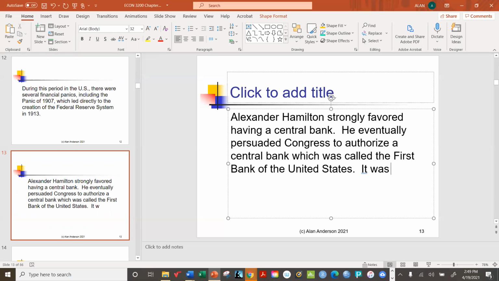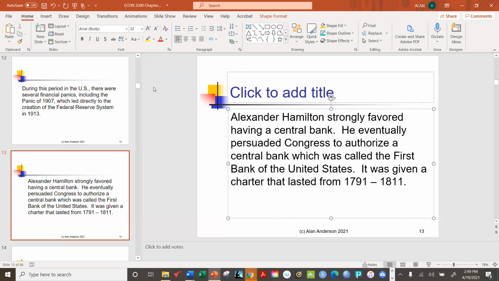It was given a charter that lasted from 1791 to 1811. It was an experiment. So the Congress didn't want to create a permanent central bank. They wanted to try out and see what would happen if there was a central bank.